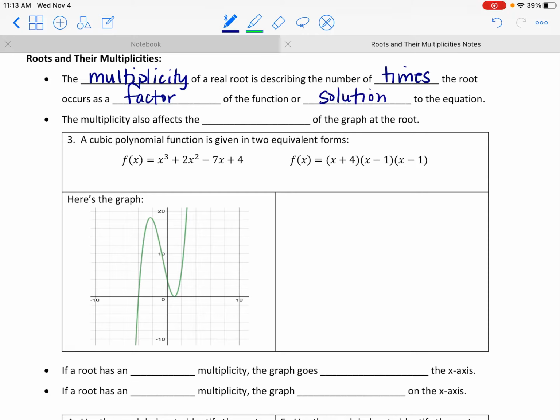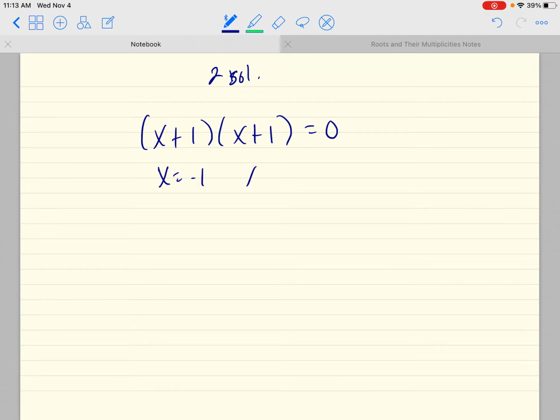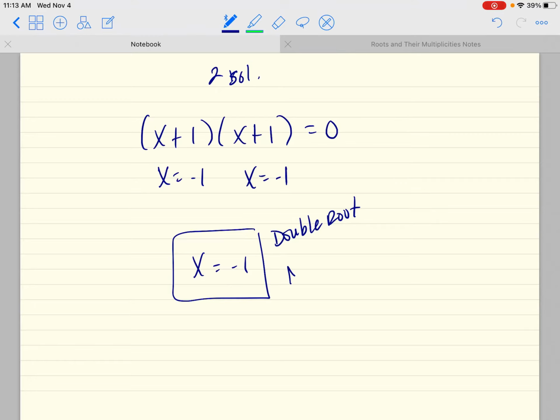Remember in our quadratic module, if we had something like x plus 1 times x plus 1 equal to 0, this is a quadratic, so we're looking for two solutions. Well, x equals negative 1 is the same solution twice, so we didn't list it twice. So this can be called a double root, or we could say that this is a root with a multiplicity of 2 because it happens twice as a solution to the equation, or twice as a factor of our function.